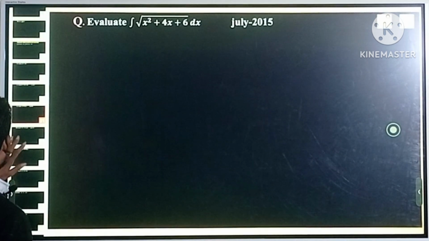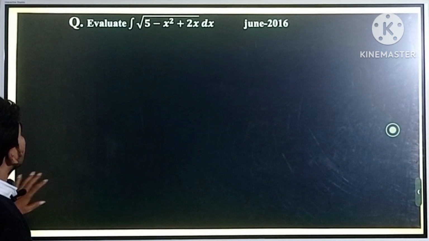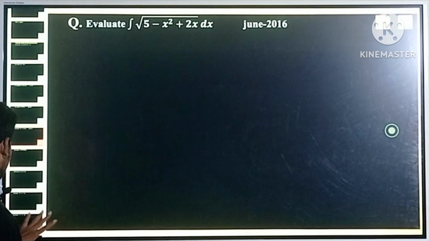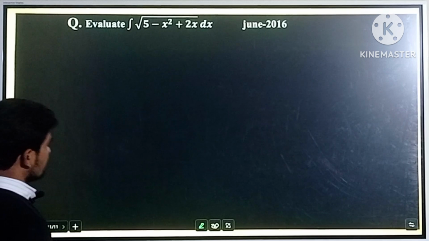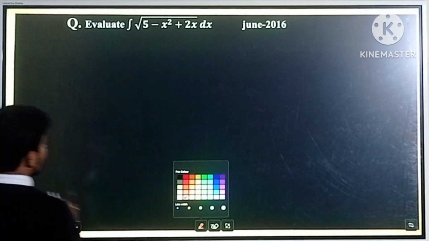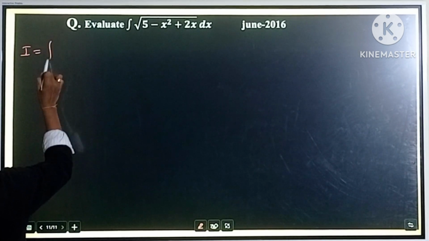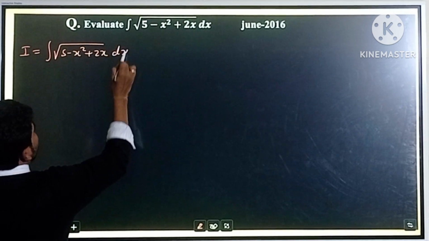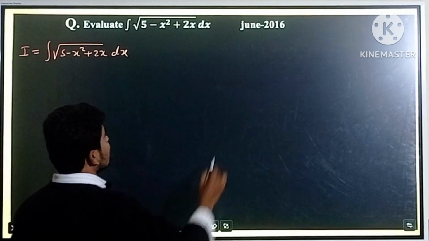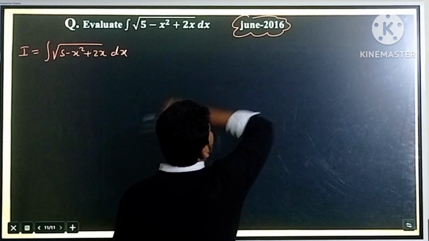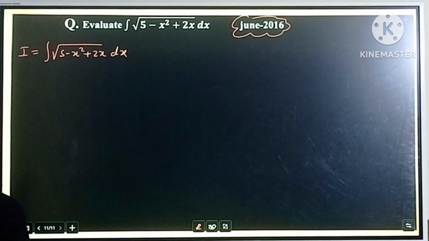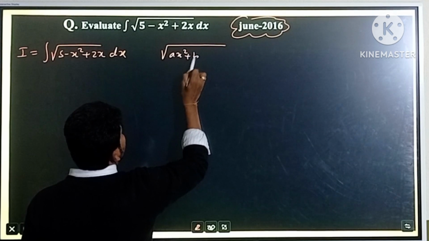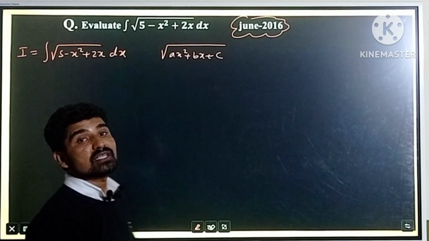The next question is, evaluate the integral of root of (5 minus x square plus 2x) dx. Let us consider this given integration problem equal to I, and what is I? Integration of the square root of 5 minus x square plus 2x with respect to x. Again, this question was asked in which year? June 2016. So here the integrand is of the form square root of ax square plus bx plus c. First convert it to the standard form.